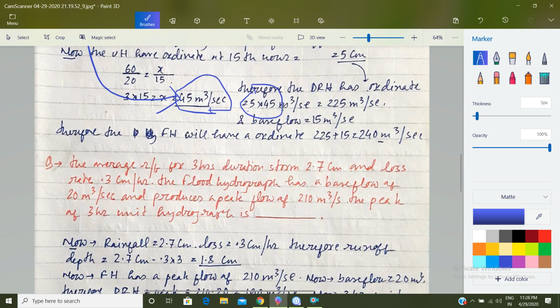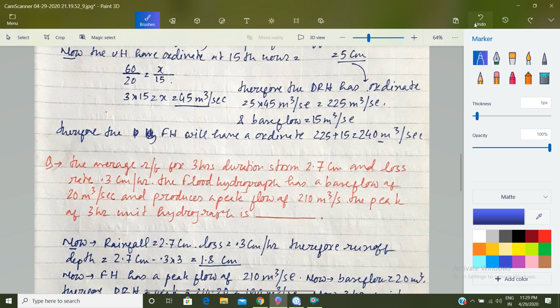So see, 5 into 4, 45 meter cube per second, 225 meter cube per second. This one is the ordinate in the 15th hour of the DRH. Okay, now adding the base flow, we will get the flood hydrograph also. We have added the 15 meter cube per second. Now we get 240 meter cube per second as the ordinate of the flood hydrograph that we needed.